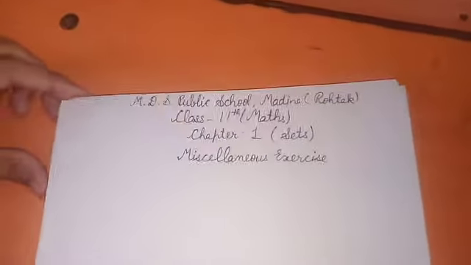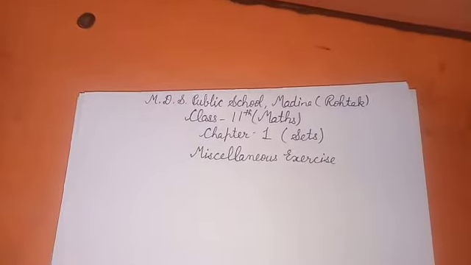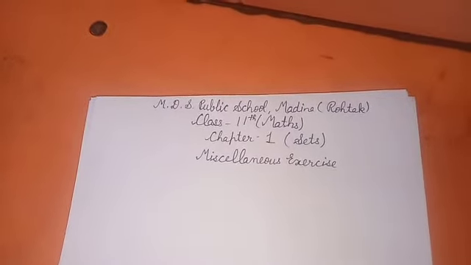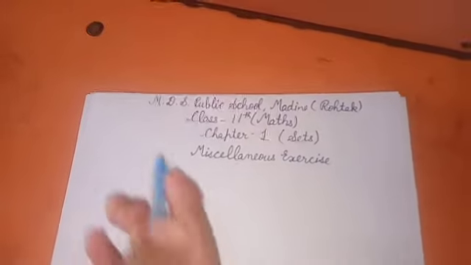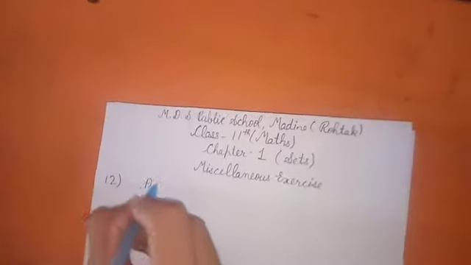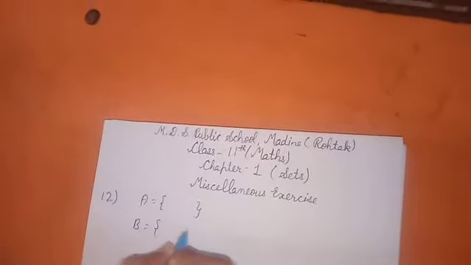Question number 12 given to us is find sets A, B and C such that A intersection B intersection C and A intersection C are non-empty sets. Okay, so question number 12, they are asking to find A, B and C. These are three sets that we have to find.